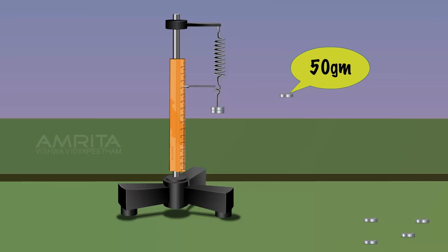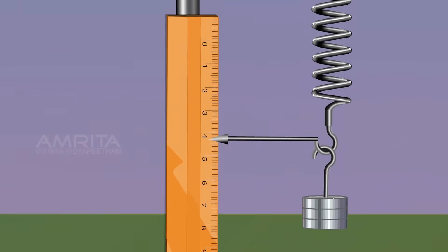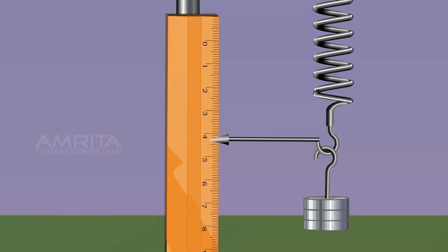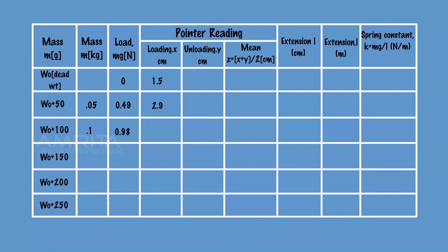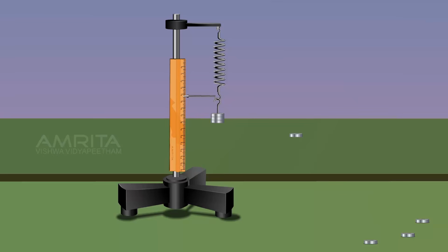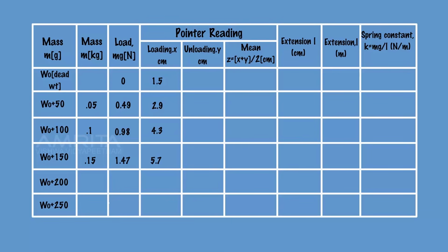Again, place another 50 grams weight on the weight hanger. The spring elongates further and thus the pointer moves again in downward direction. Note the scale readings and record the observations in the tabular column. We can repeat the experiment by adding another 3 50-gram weights. Record the corresponding scale readings in the tabular column.